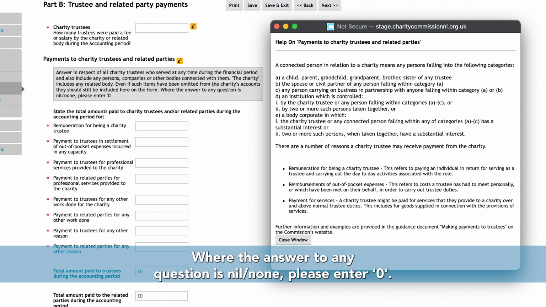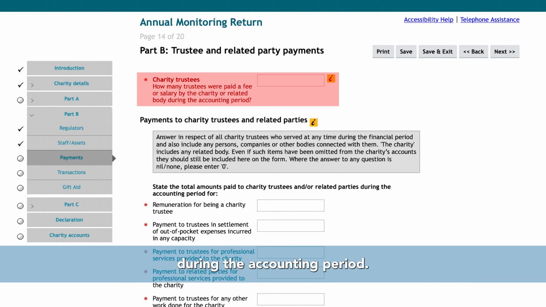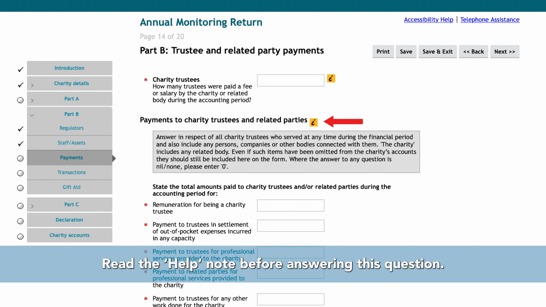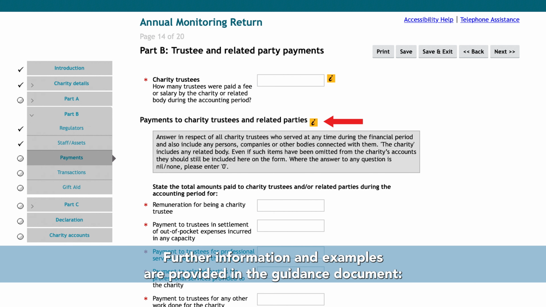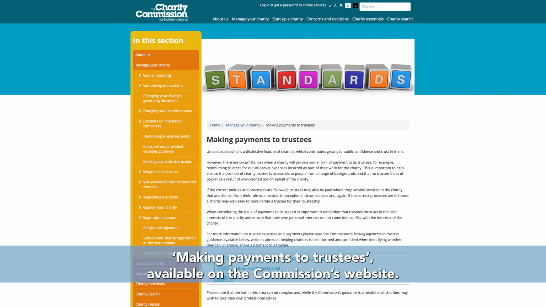Where the answer to any question is nil or none, please enter 0. State the number of charity trustees that were paid a fee or salary by the charity or related body during the accounting period. The next question asks for details of payments to charity trustees and related parties. Read the Help Note before answering this question. Further information and examples are provided in the guidance document Making Payments to Trustees, available on the Commission's website.